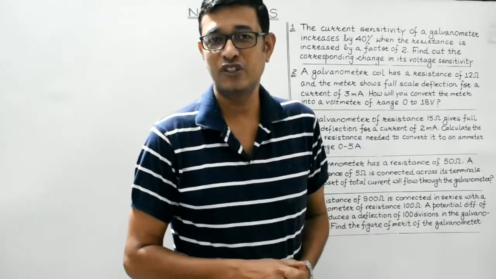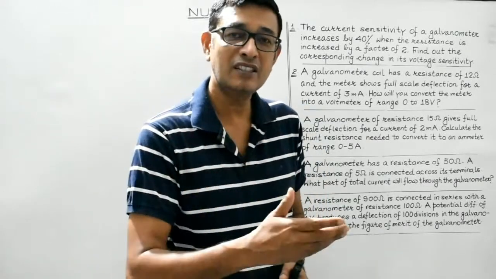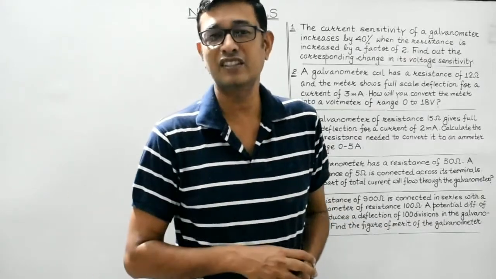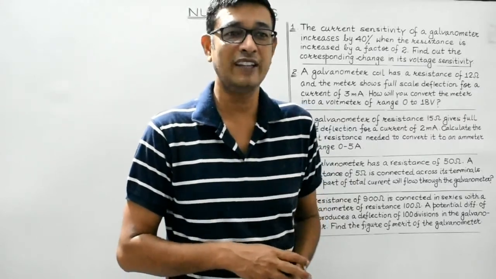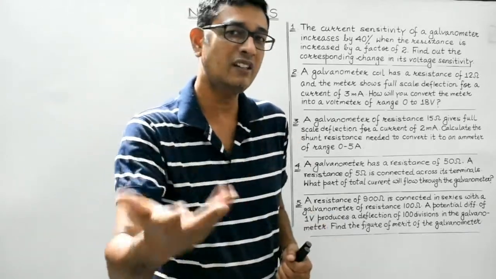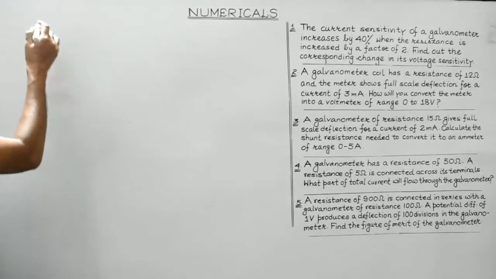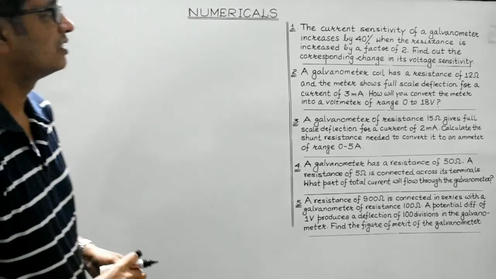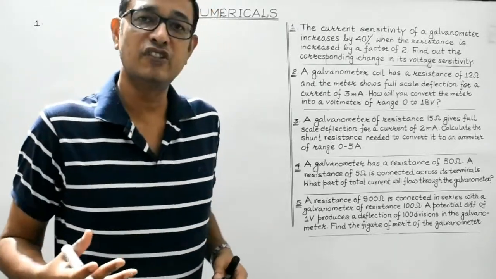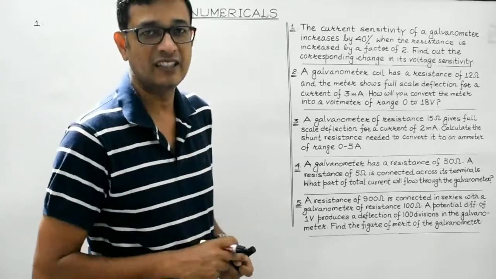In the previous lecture, we discussed the conversion of galvanometer into an ammeter and the conversion of galvanometer into a voltmeter. Now, in this session, we will discuss some selected numericals based on MCG, that is moving coil galvanometer, and conversion of galvo into ammeter and voltmeter, right? So students, let's start with the first question. The current sensitivity of a galvanometer increases by 40% when the resistance is increased by a factor of 2. Find out the corresponding change in the voltage sensitivity.